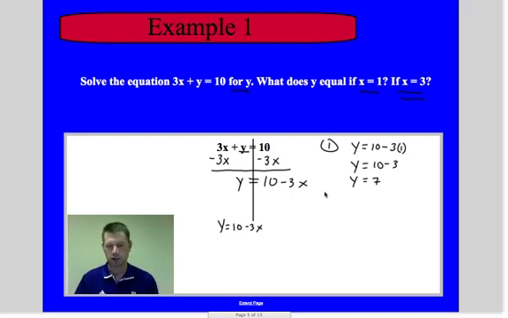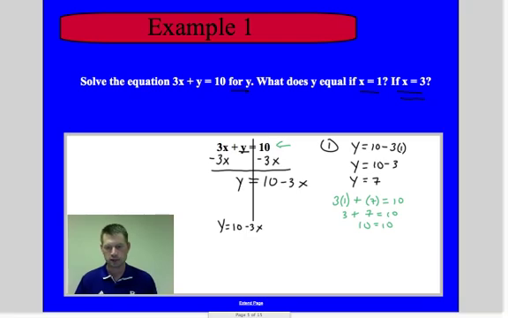But like always, we want to check our work. So let's go back and check our work. Notice we're going to come back to here to do our check. So 3 times, they said x was 1, plus y, which we said now is 7. We're getting that from right here. And that should equal 10. 3 times 1 is 3, plus 7 equals 10. 10 equals 10, so it checks out. Okay, so that one worked out pretty well.